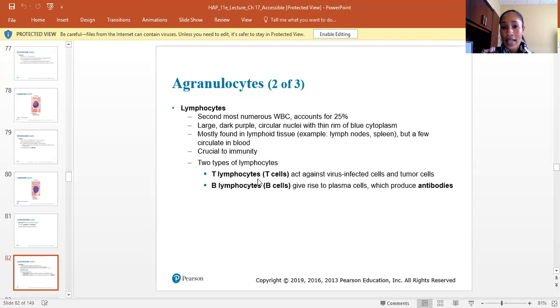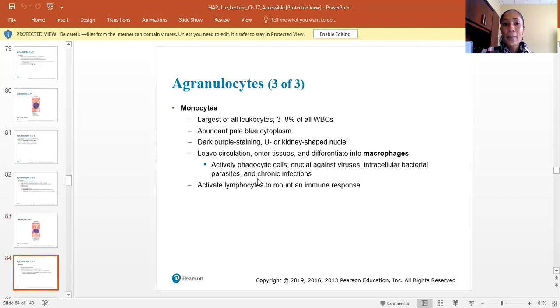We have T lymphocytes, or T cells, which act against virus-infected cells and tumor cells. And then we have B lymphocytes, or B cells, which give rise to plasma cells and form antibodies. And lastly, monocytes are the largest of our leukocytes, and they leave our blood, enter our tissues, and differentiate into macrophages. They are actively phagocytic cells that defend the body against viruses, bacterial parasites, and chronic infections. Monocytes also activate lymphocytes to amplify an immune response.